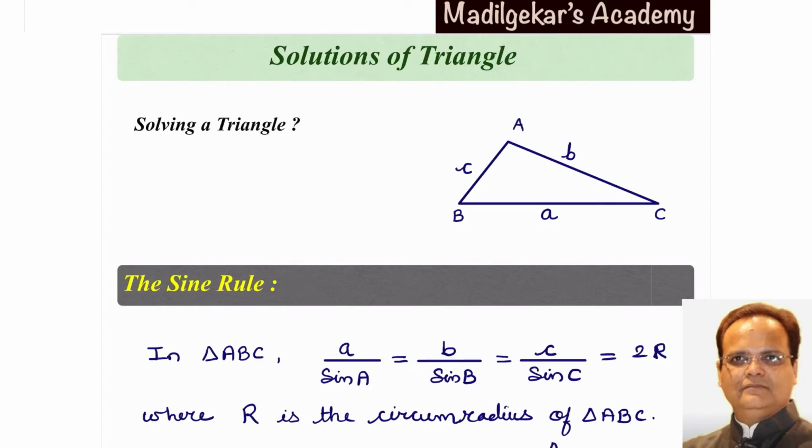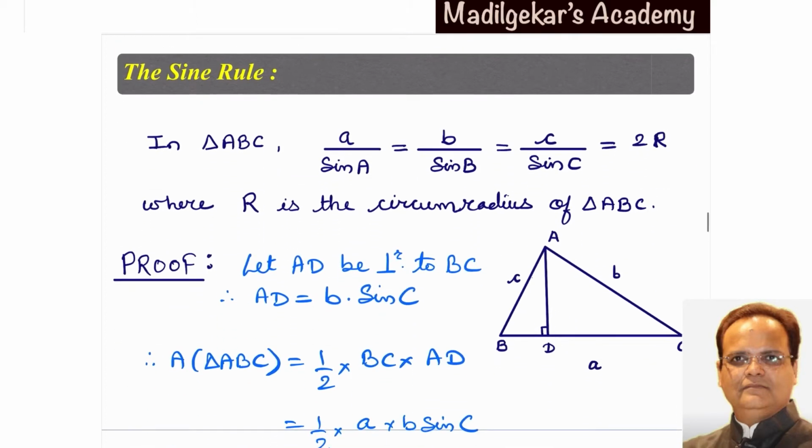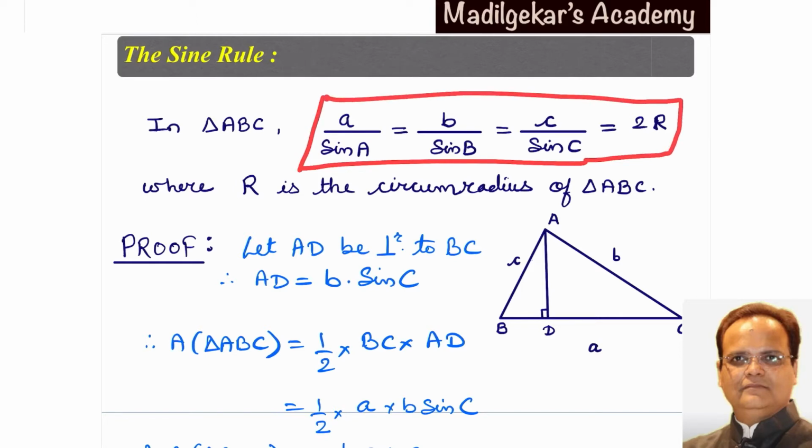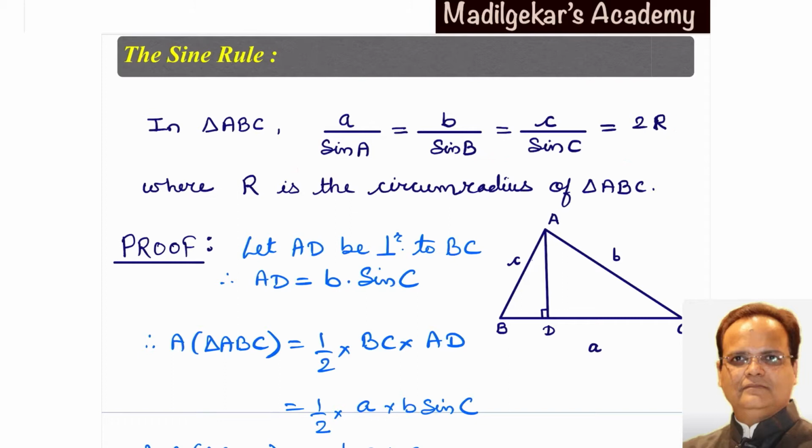To solve a triangle, there are some rules: sine rule, cosine rule, and projection rule. Today, in this session, we are studying the proofs of these rules. So let's start with the sine rule first. What it says: in triangle ABC, prove that a upon sin A equals b upon sin B equals c upon sin C equals 2R, where R is the circumradius of triangle ABC.